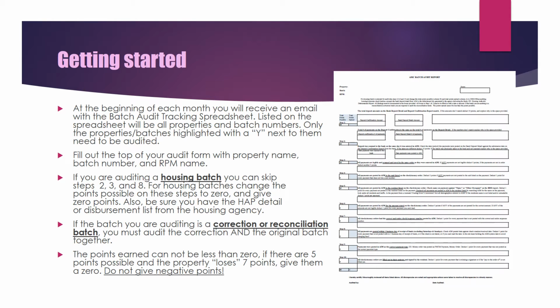If you are auditing a housing batch, you can skip steps 2, 3, and 8. For housing batches, change the points possible on these steps to 0 and give 0 points. Also, be sure you have the HAP detail or disbursement list from the housing agency.